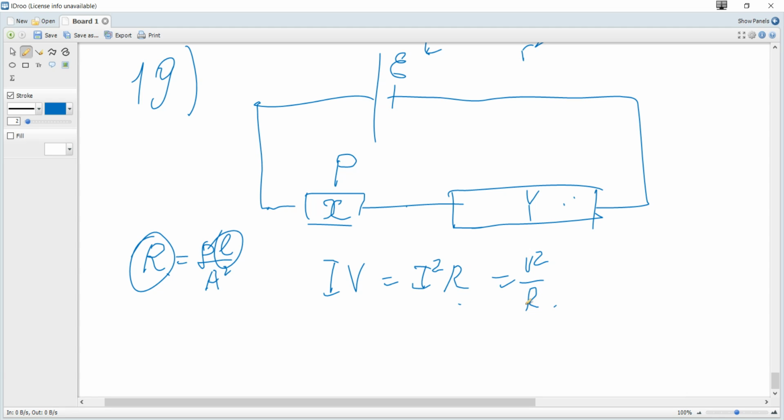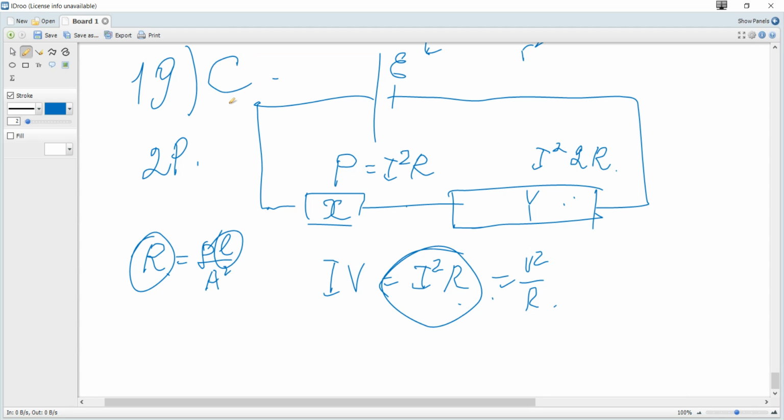We know that in series current is the same, so current is the same for both. For P it becomes current squared R, and since L is 2 times larger, for Y it becomes I squared 2R, and we can see that power dissipated by Y is 2P, so it's C.